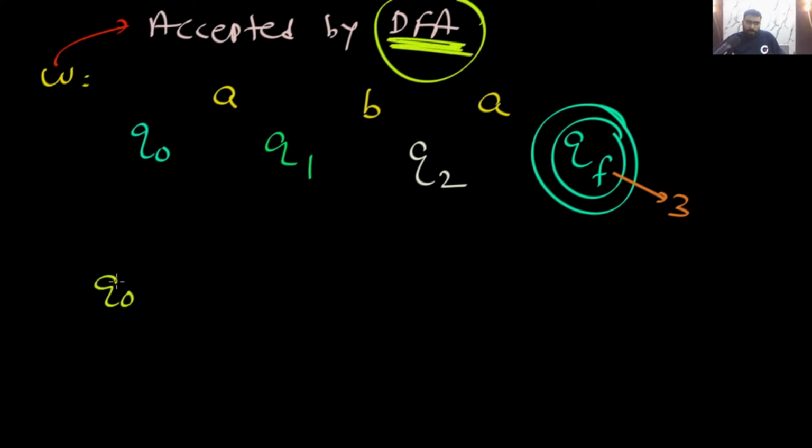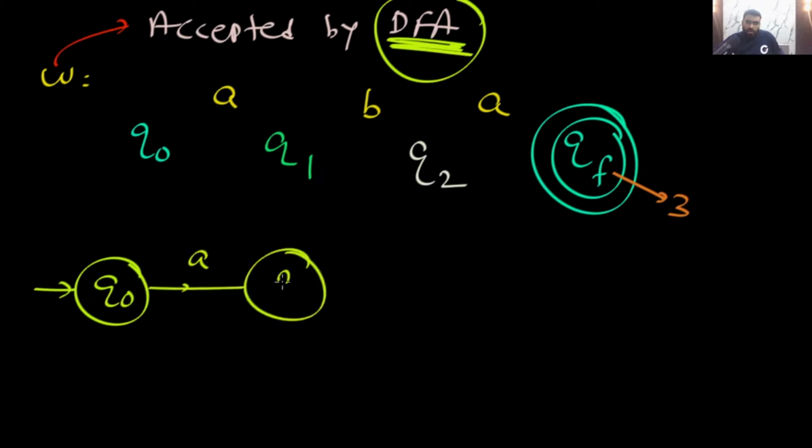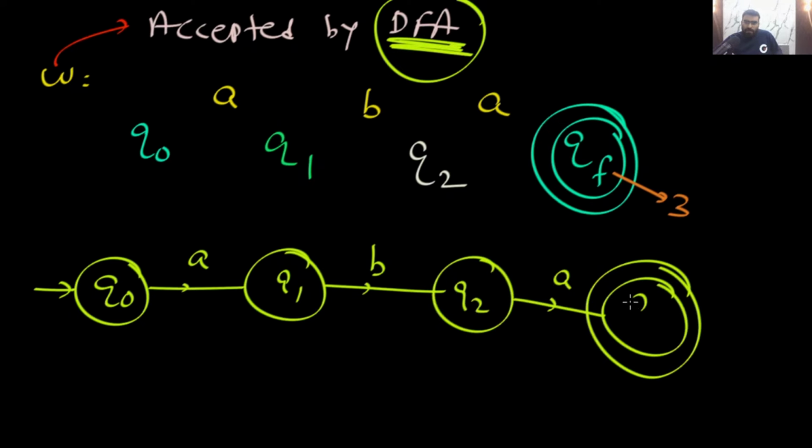Notice, it's something like this. This is the initial state. On A, you are going to Q1. On B, you are going to Q2. On A, you are going to the final state Q3. Now notice, this is a DFA. In the deterministic finite automata, from every state, on every symbol, you must make a transition. Do you agree with me? This is a DFA.